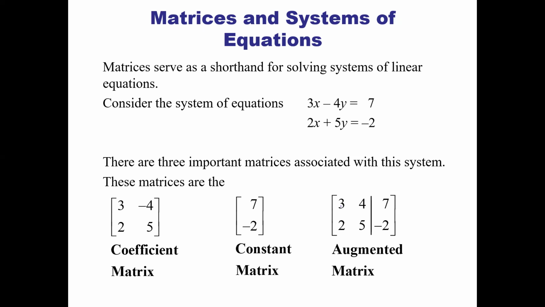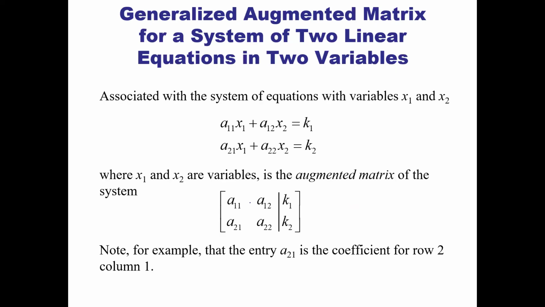So this would be 3x, and then there's supposed to be a minus. I don't know where the minus went here. Minus 4y, and then 7, and then 2x, and a 5y, and a -2. Okay, so that's how that works.